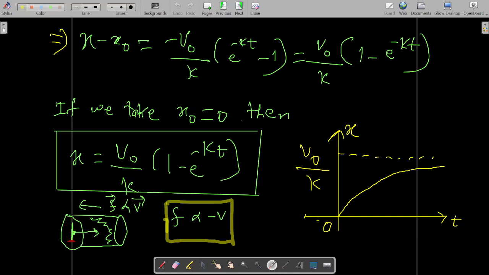So t equal to 0 also you have taken at this point when the object was starting from here. x naught equal to 0, that is, the initial displacement of the object was 0, also you have taken at this particular point only. So x equals v naught by k, 1 minus e to the power minus kt.